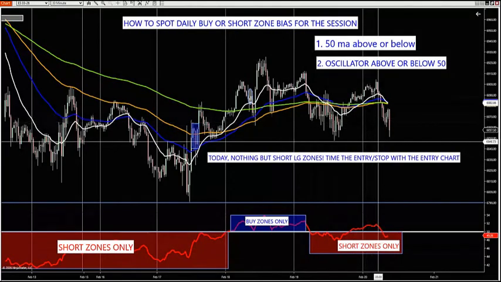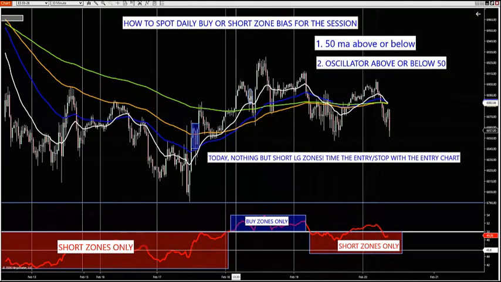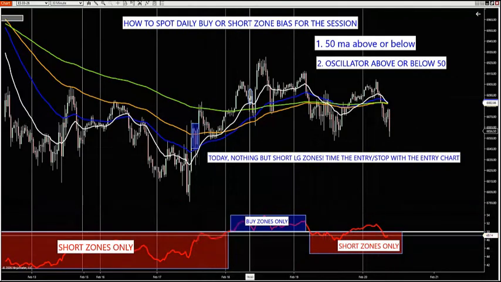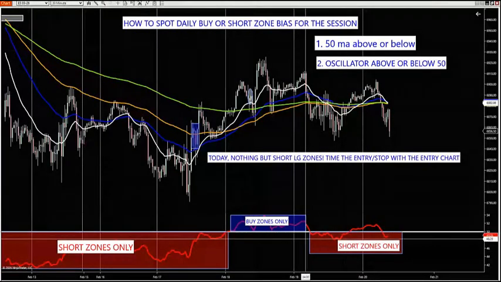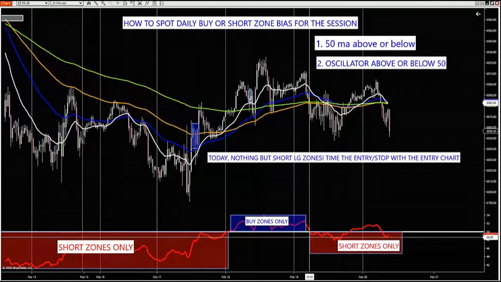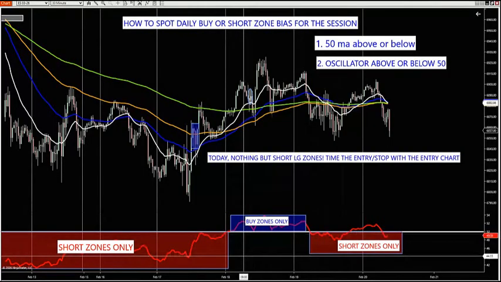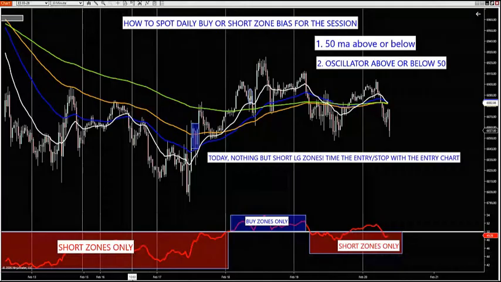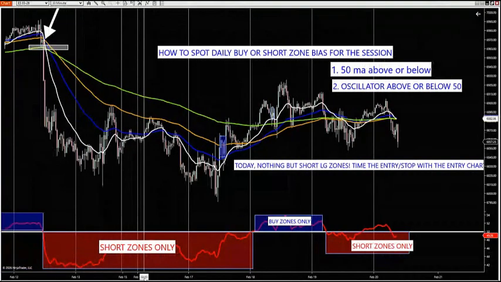But to make it a little simpler for you, I added this oscillator. And this oscillator makes things quite simple. If my oscillator is below my threshold, the white line, we're looking for shorts only. There's no buys. This is absolutely zero buys. Yesterday, the entire trading session was nothing but shorts. The day before, the entire trading session was nothing but buys. Three days prior to that in the week, it was nothing but shorts.